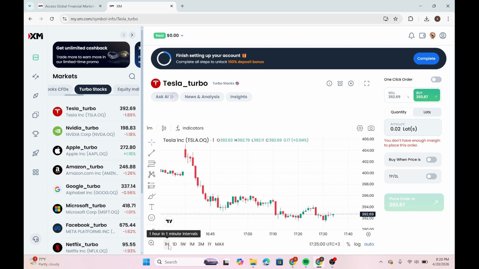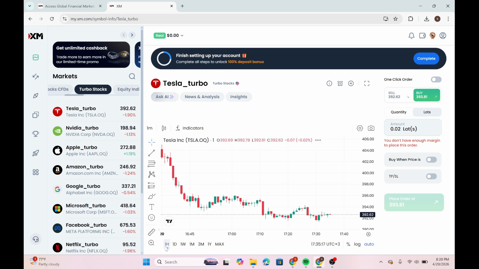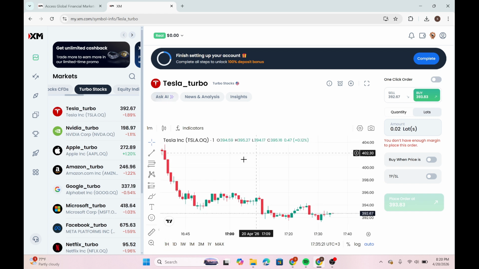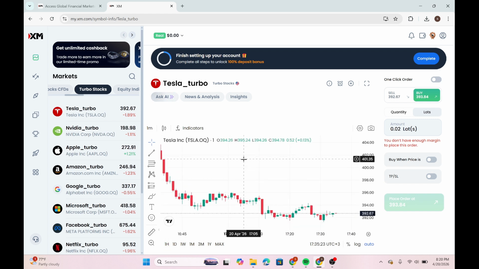Over here on the bottom there are 1 minute, 1 hour, 1 day. 1 minute is the short term, 1 hour is the medium trend, and 1 day would be the long term, and beginners should use 1 hour for a clearer view as well. You can also zoom or move the chart by simply pinching the screen, and that is it.